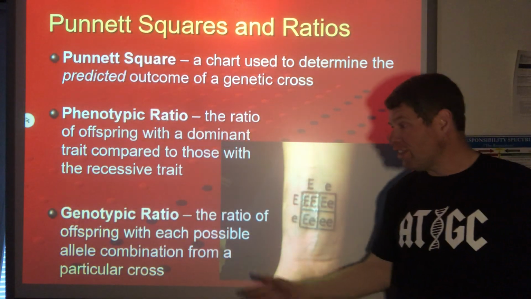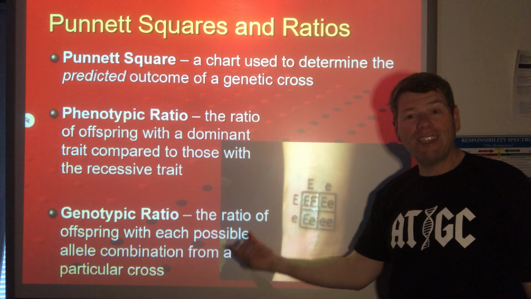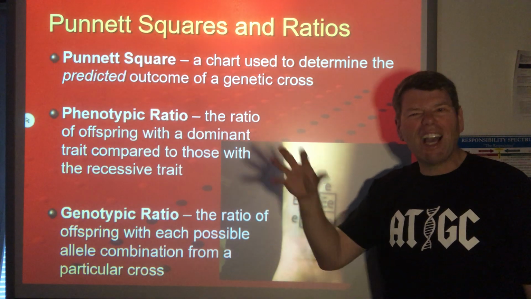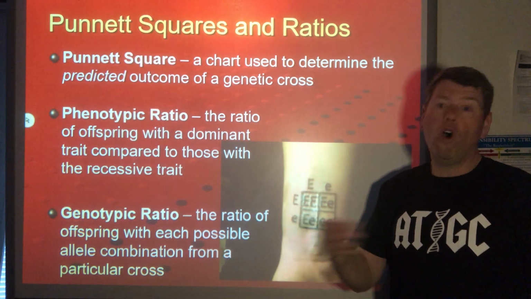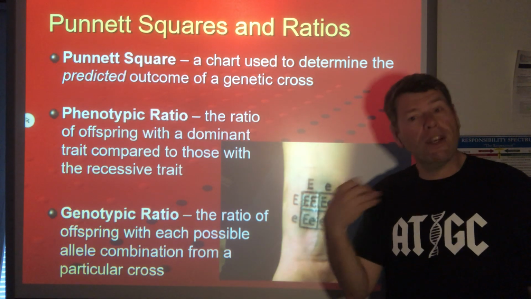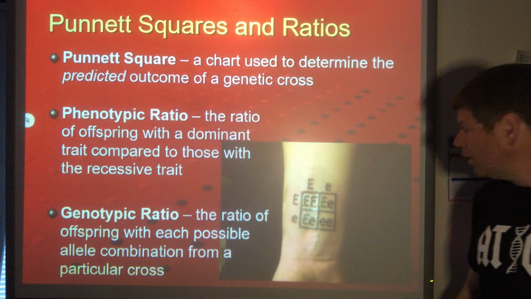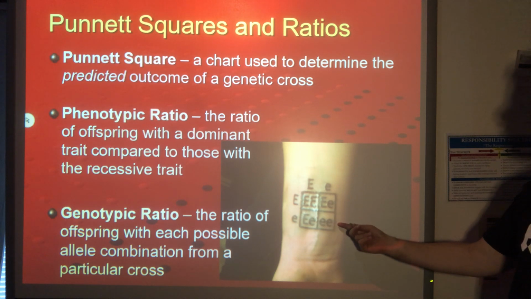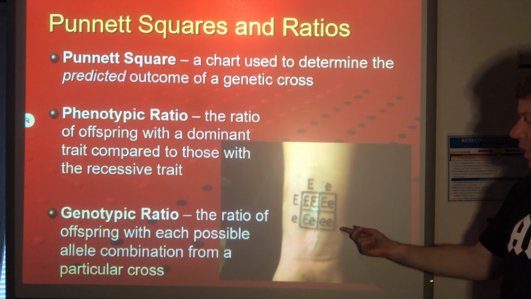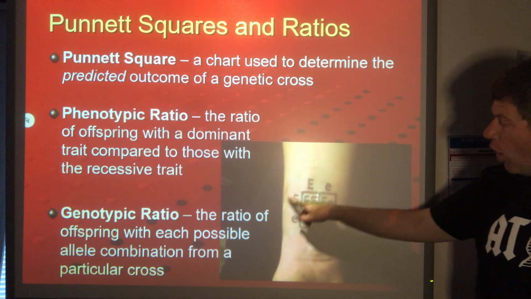We can also get the genotypic ratio. Remember, that's looking at the alleles themselves. And we could see the ratio of homozygous dominant individuals, heterozygous, homozygous recessive, right? Here's somebody that loves genetics so much they have a tattoo, right? So remember that, see all the alleles.